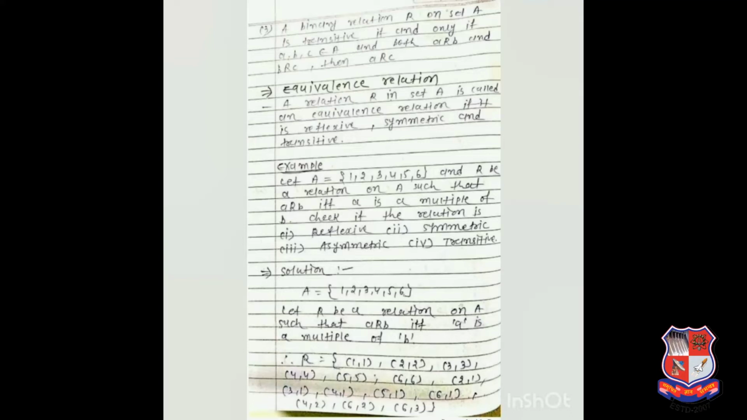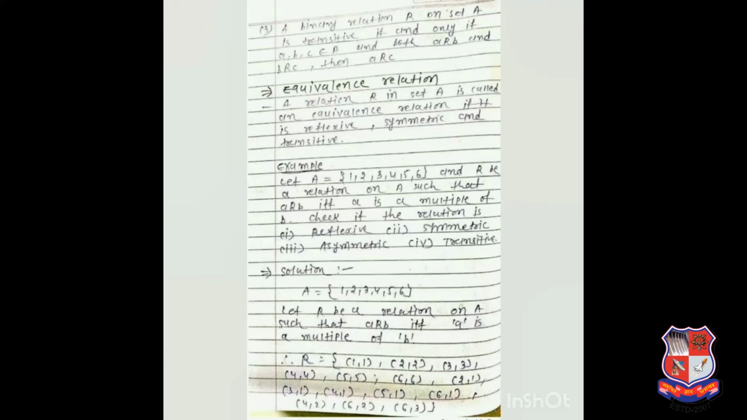One set is given to you, in the form 1 2 3 4 5 6. Okay, set A is given and one relation is given to you. Just see here in this example, suppose the set R is given to you: (1,1), (2,2), (3,3), (4,4), (5,5), (6,6), (2,1), (3,1), (4,1), (5,1), (6,1), (4,2), (6,2) and (6,3), and we have to check for 2 properties, reflexive and symmetric, whether these 2 properties are satisfied or not. So we will check one by one.